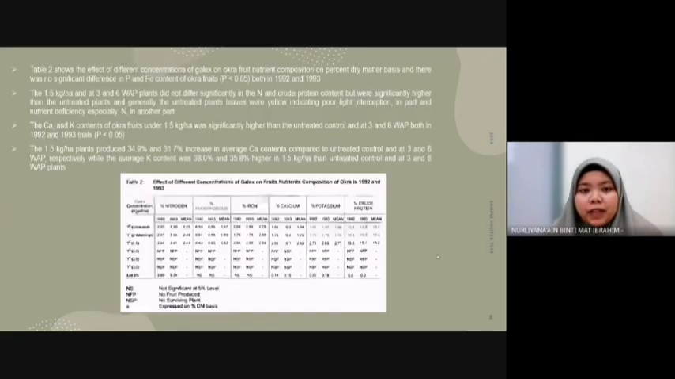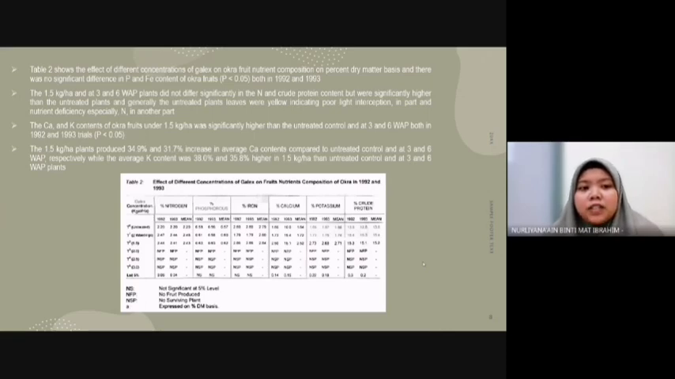3 and 6 WAP. Table 2 shows the effect of different concentrations of Galex on okra fruit nutrient composition on a percent dry matter basis, and there were no significant differences in phosphorus and iron content of okra fruit, both in 1992 and 1993. The 1.5 kg per hectare and 3 and 6 WAP plants did not differ significantly in the nitrogen and crude protein content but were significantly higher than the untreated plants, and generally the untreated plant leaves were yellow, indicating poor light interception in part and nutrient deficiency, especially nitrogen, in other parts. The calcium and potassium content of okra fruits under 1.5 kg per hectare was significantly higher than the untreated control and at 3 and 6 WAP both in 1992 and 1993 trials.